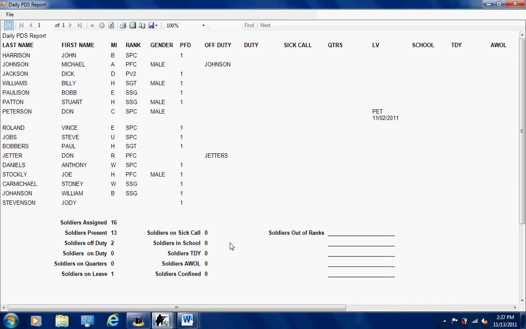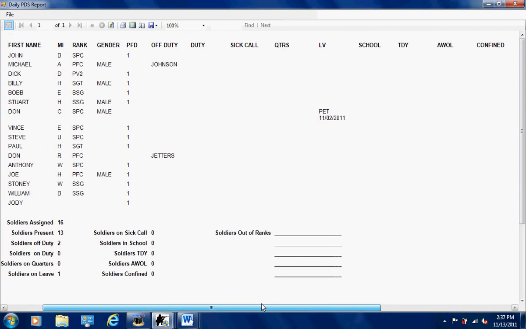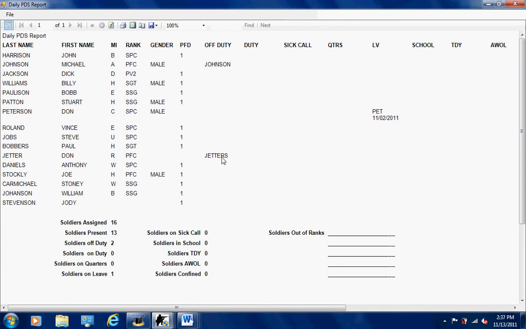Now, you can print this thing out. You can print it in Excel. You can manipulate it, and just like we did the others. And it's so much fun to do.